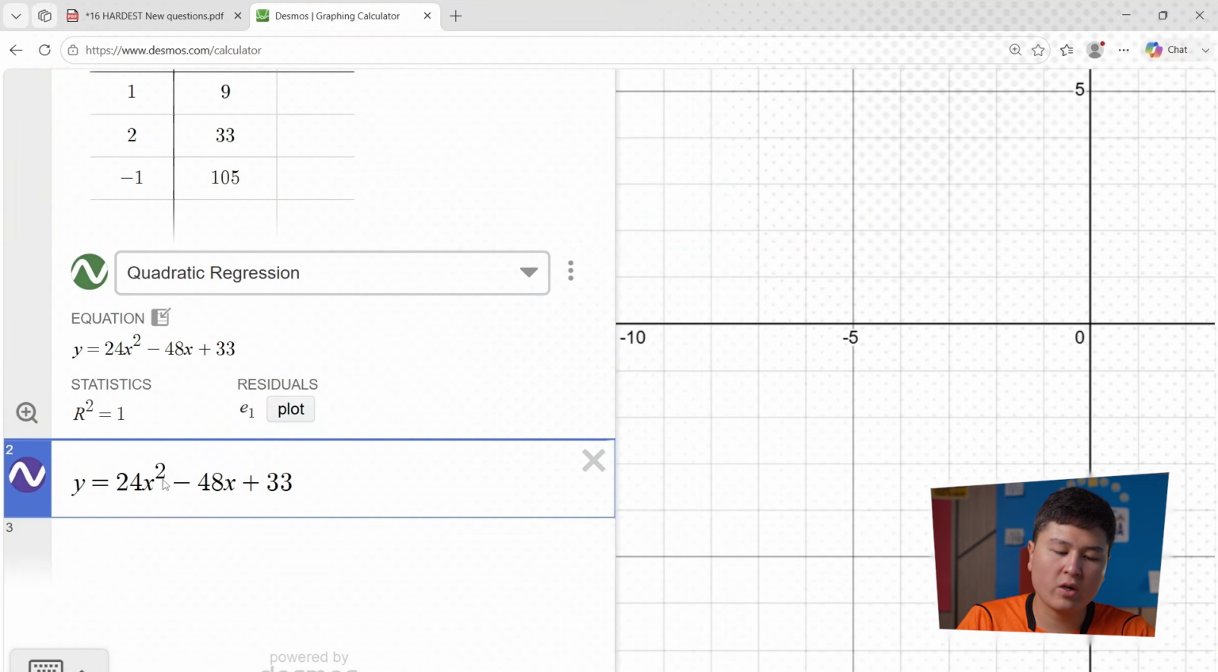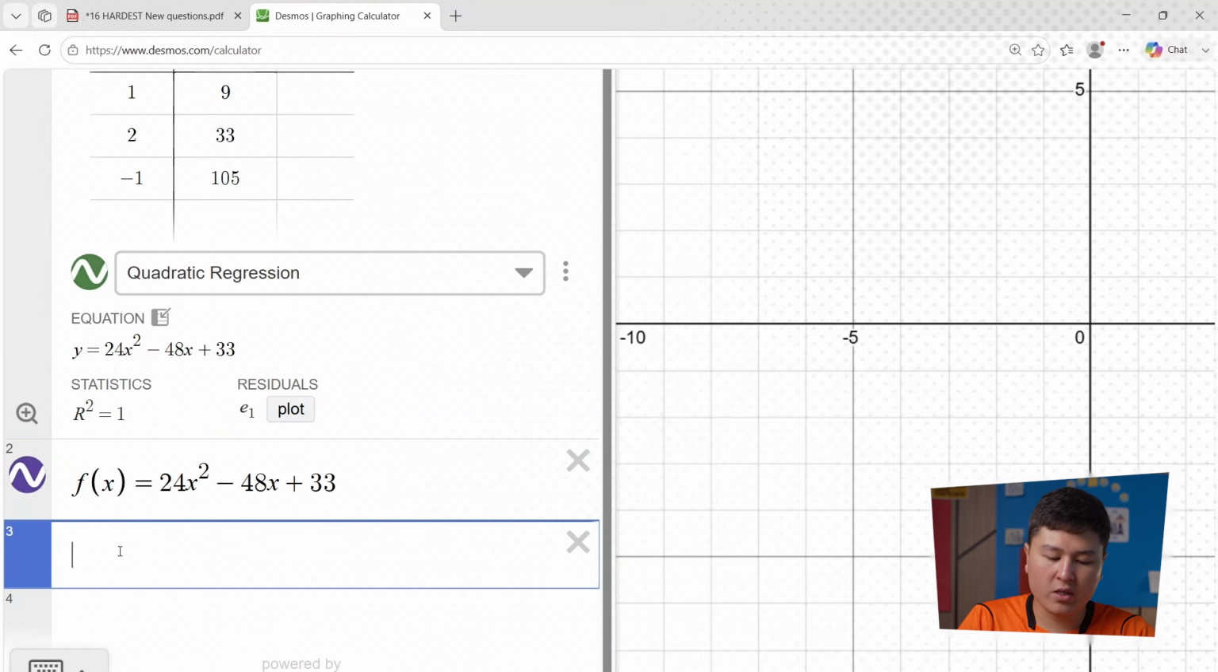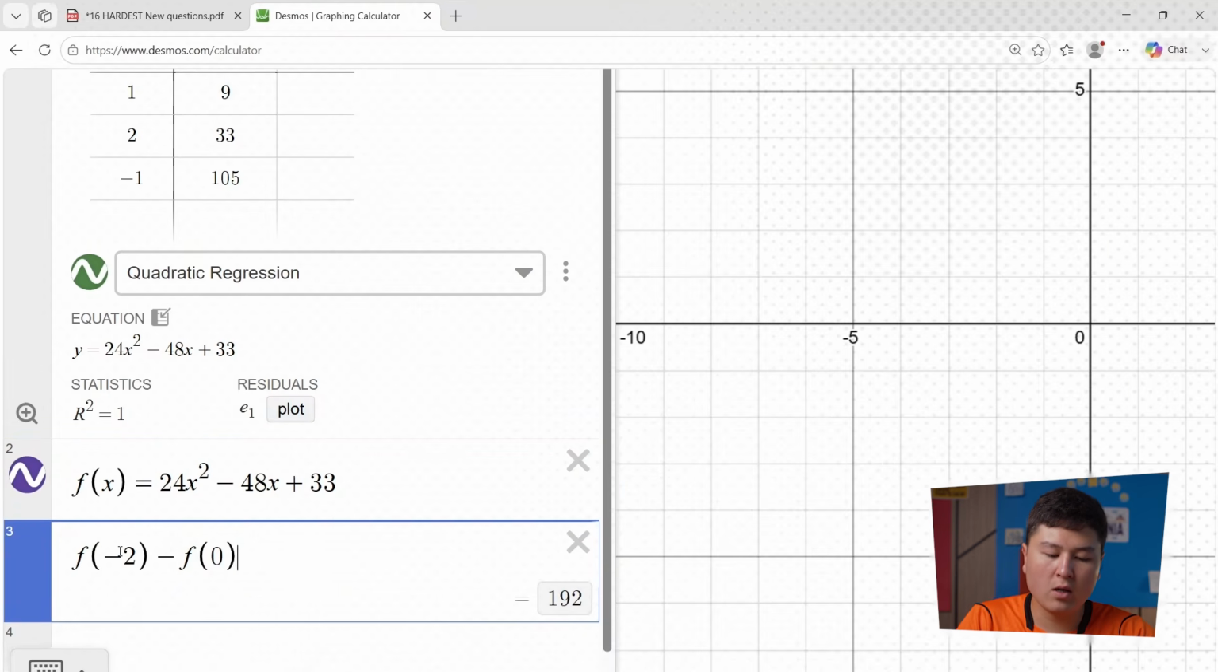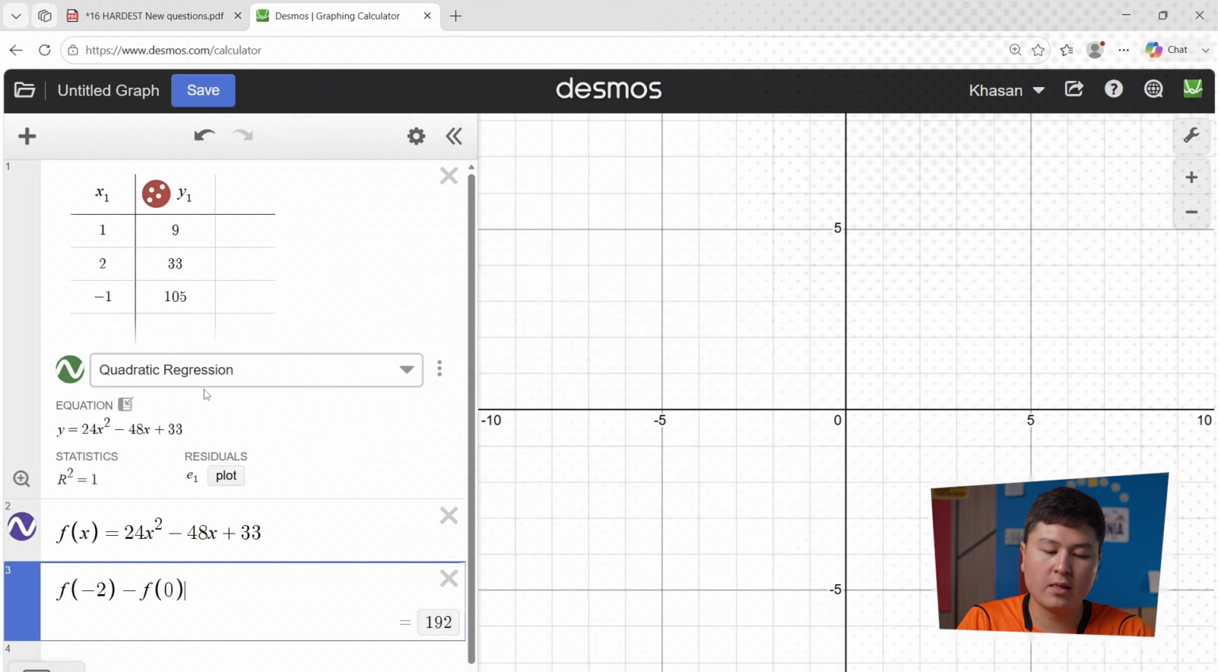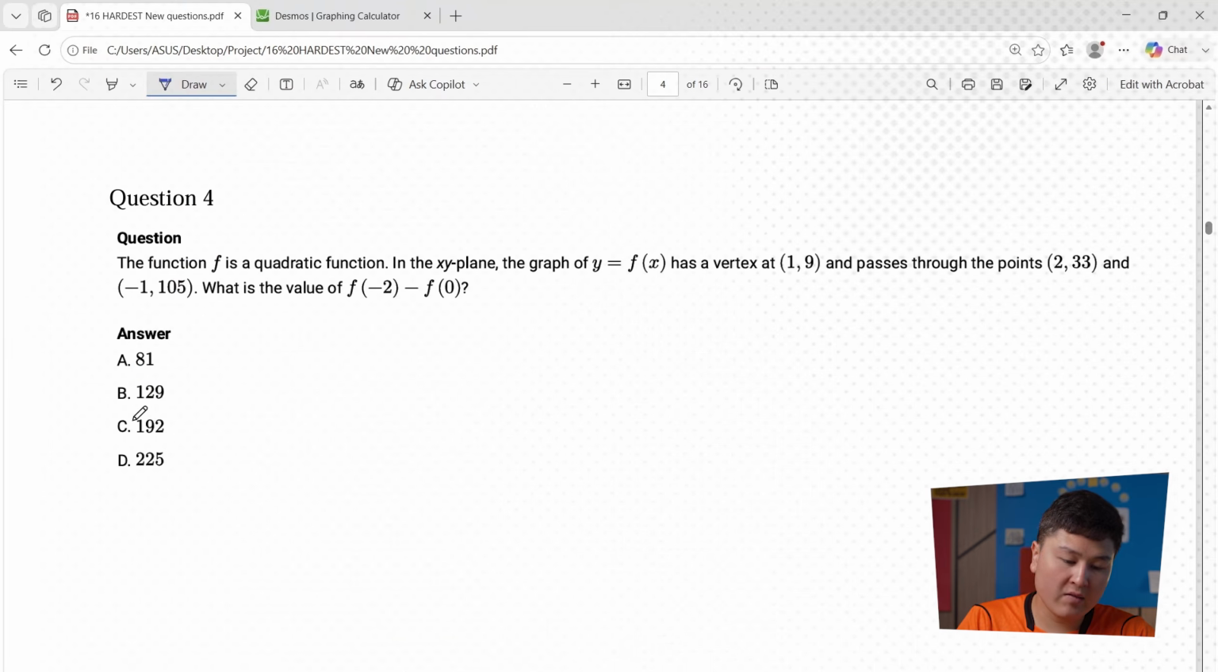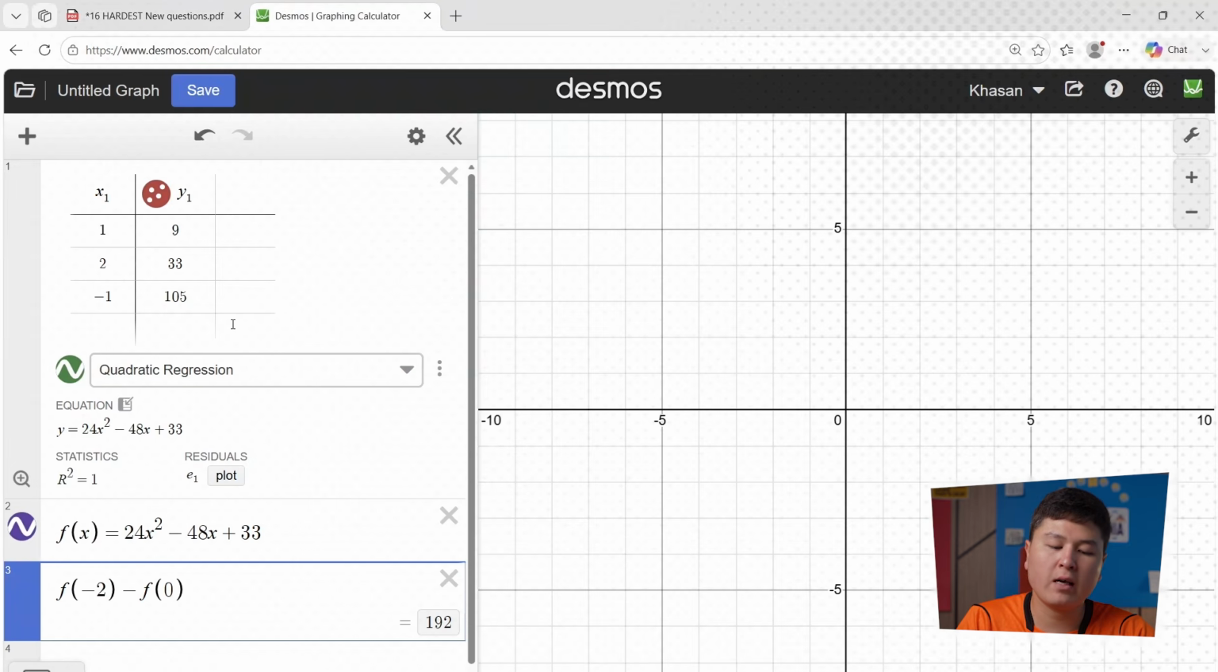And you can just write the equation here, and instead of y, use f of x, and the question is asking you to find f of -2 minus f of 0. So the answer is 192, and that is given in option C. That's all, guys, not that hard. If you know Desmos, you can solve it.